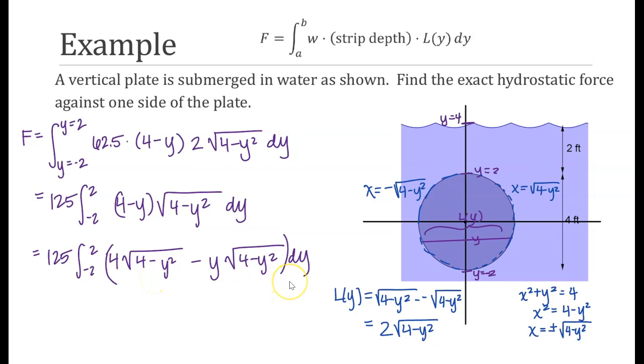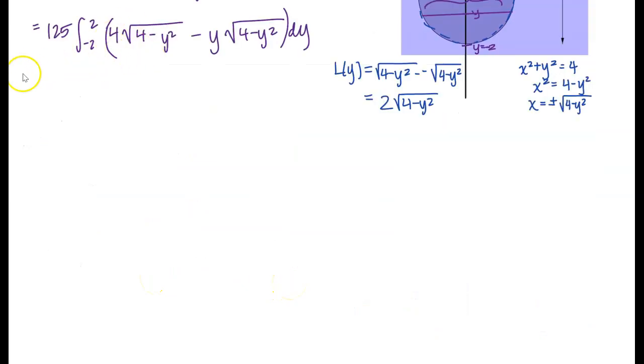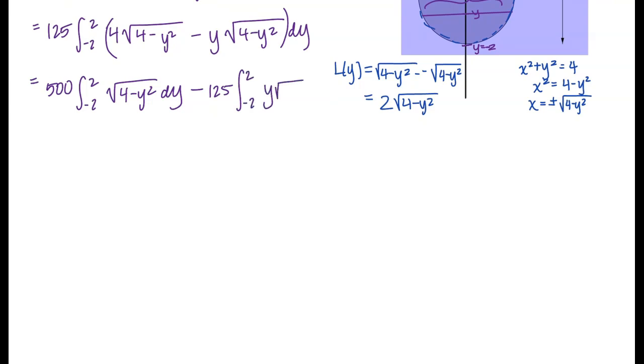So let's make some space here. For this integral, I'm going to pull the 4 out. So 4 times that 125 is 500. I'm going to have 500 times the integral from negative 2 to 2 of radical 4 minus y squared dy, minus this, a whole separate integral. The 125 does distribute over here, so I'm going to put minus 125 times the integral from negative 2 to 2 of y radical 4 minus y squared dy.